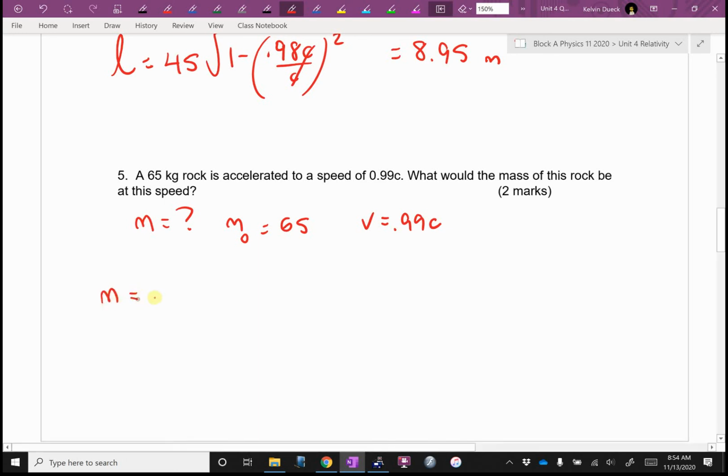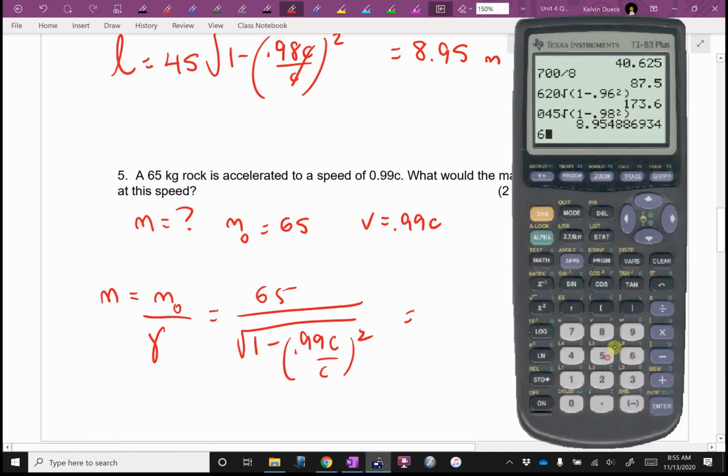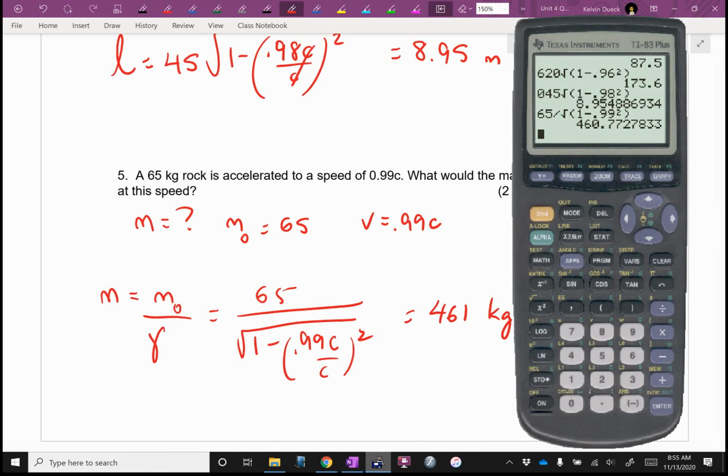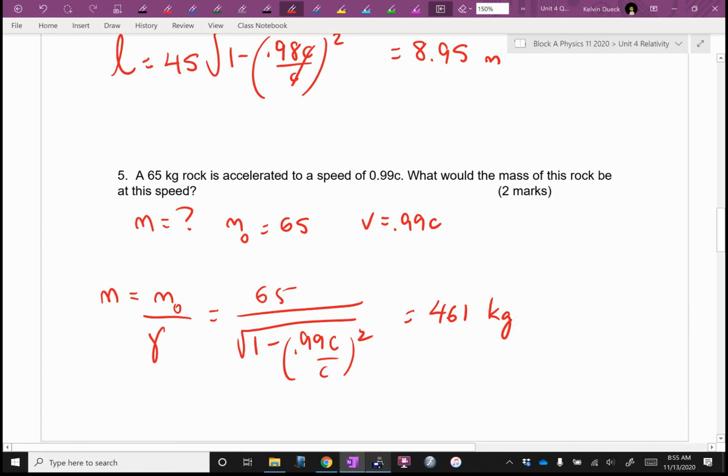Here it's going to be M equals M0 divided by that, if I recall. Yell at me if I'm doing this wrong, because I'm going from memory. 1 minus 0.99 c over c all squared. 65 divided by the square root thingy. You get 461 kilograms? Yep. But not 460.7. Take a half mark off. And I think I told you at the Large Hadron Collider, when we're smashing protons into each other, we have to take into account, when we look at all of our results, that the mass of the proton has increased at that speed. We've measured this.